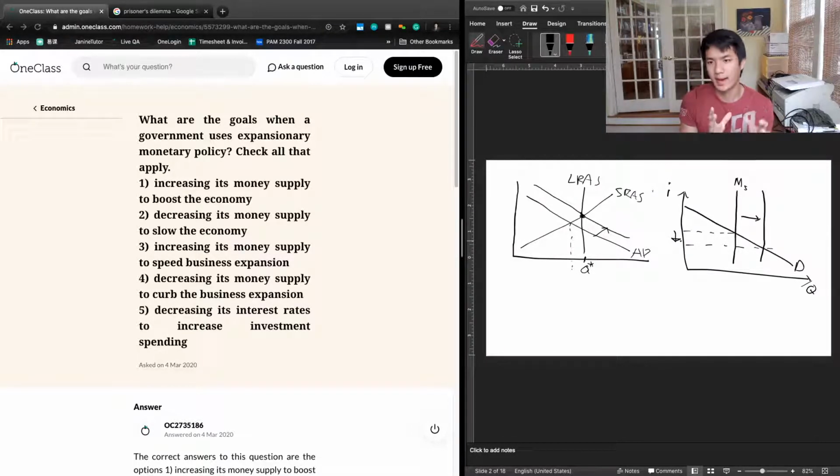There's a recessionary gap. The Fed looks at that and says, we want to stimulate the economy. How do we do that? We want to lower the interest rate. How do we do that? We want to increase the money supply. And so that's kind of the three-step process in which we would see.